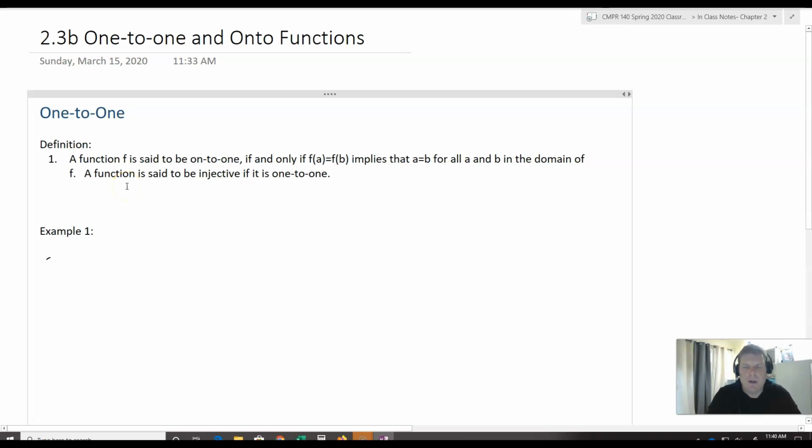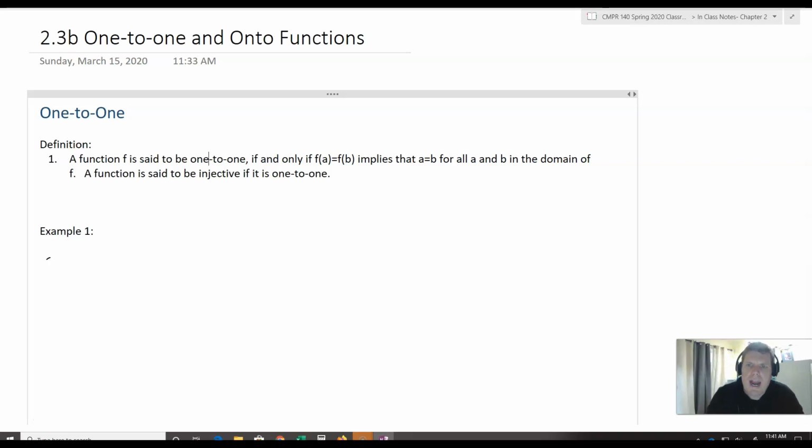So the definition for one-to-one is that a function f is said to be one-to-one if and only if f of a equals f of b implies that a equals b for all a and b in the domain of f. A function is said to be injective if it is one-to-one. Now, here's the thing, it's not a very illustrative definition, and so consequently, I think the examples are going to help us to understand what it means to be one-to-one.